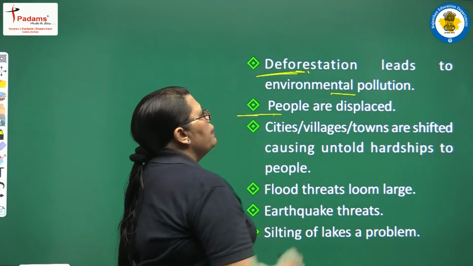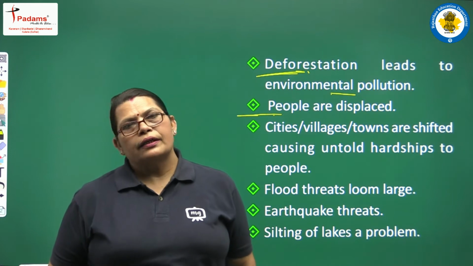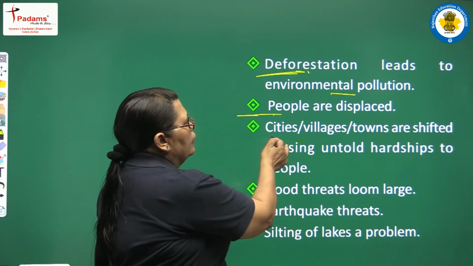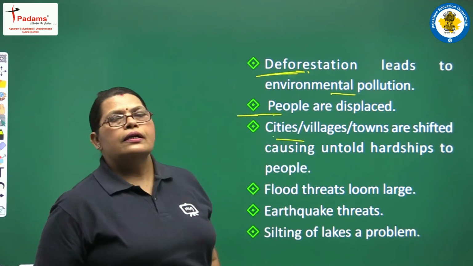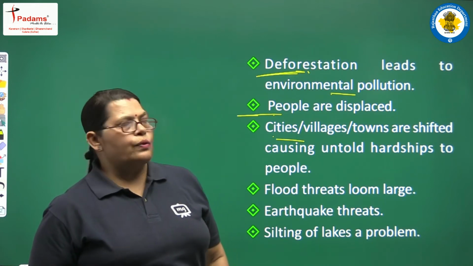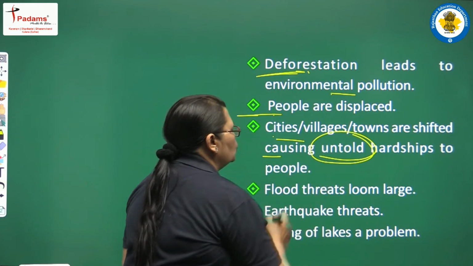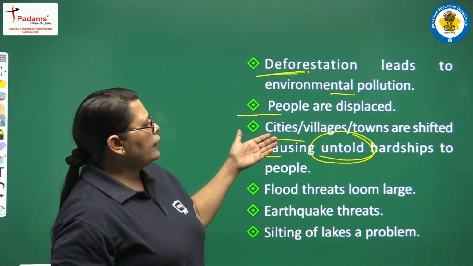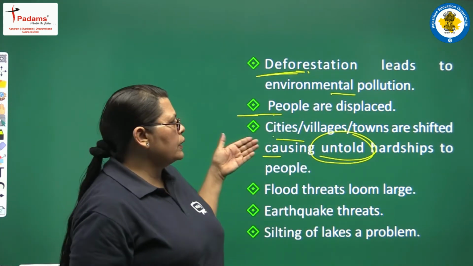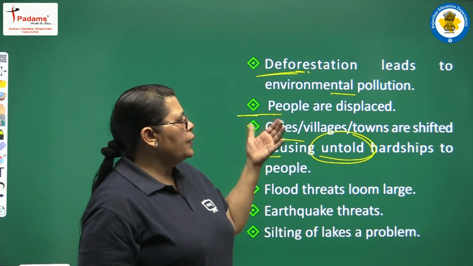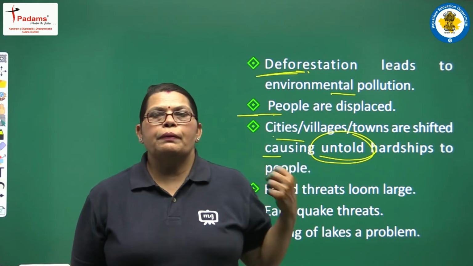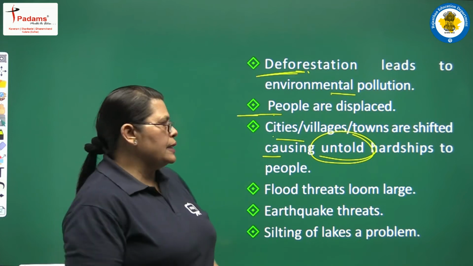Next one is people are displaced. Yes, this one is the right answer. And the next again, cities, villages or towns are shifted, causing untold hardships to people. अब देखिए कि कितना शिफ्टिंग हो रहा है और इसकी वजह से क्या हो रहा है, जो अनटोल्ड हार्डशिप्स हो रही है पीपल्स के अंदर, वो बहुत बड़ी रीज़न आ रही है.